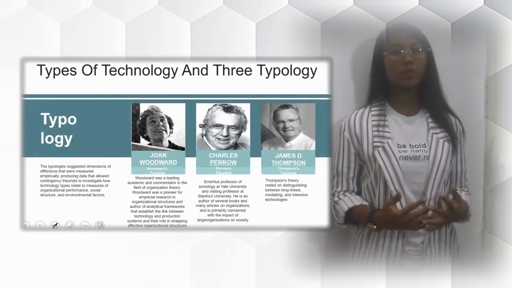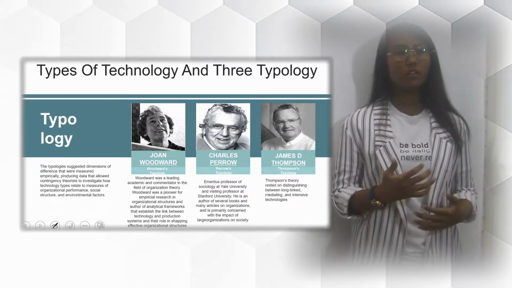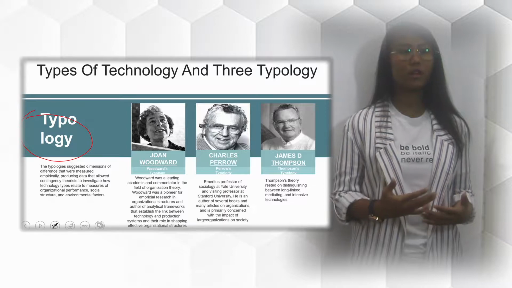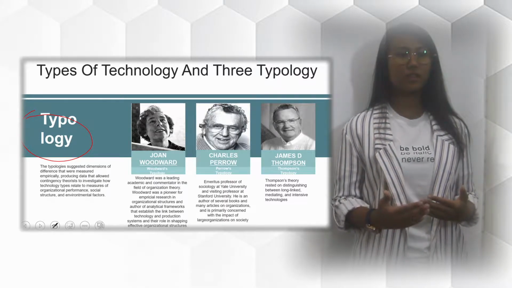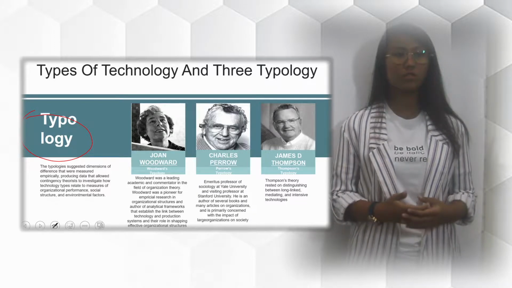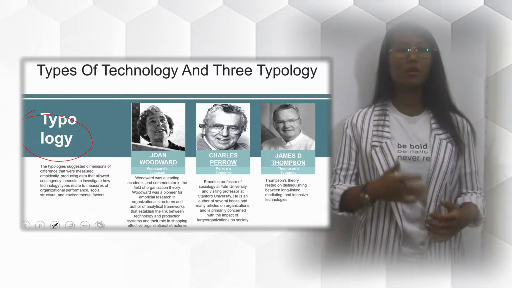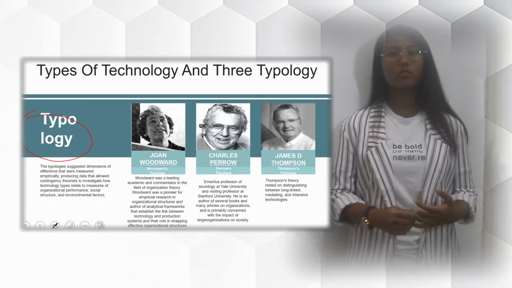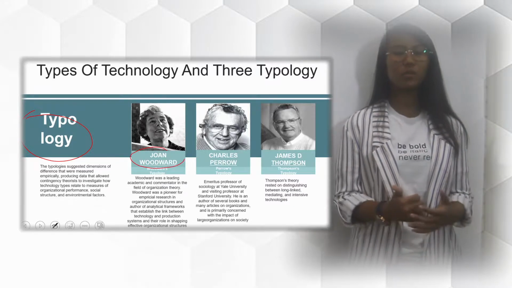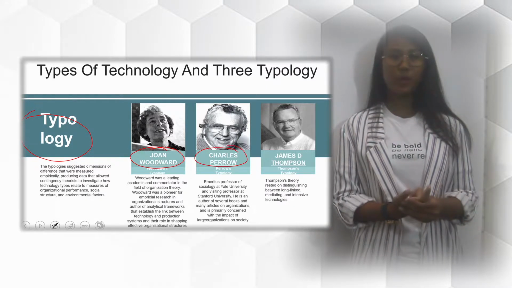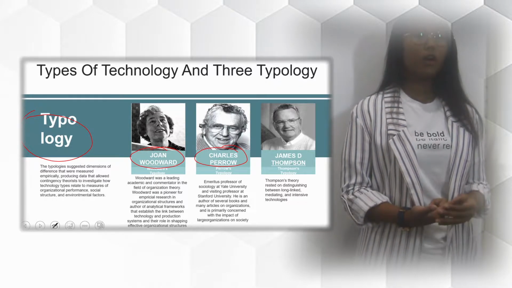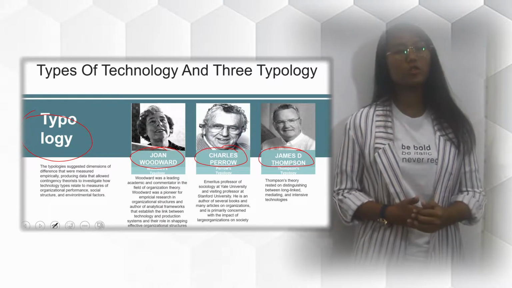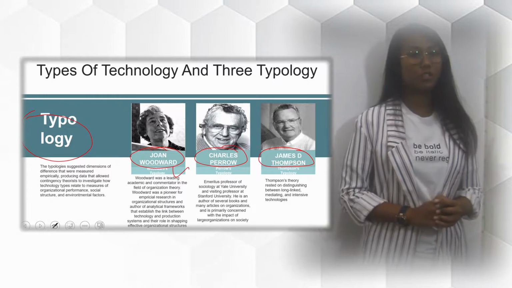Now we're moving to types of technology and their typology. The typology suggests the dimensions of difference that were measured, precisely producing data that allowed contingency theories to investigate how technology types relate to measures of organizational performance, social structure, and environmental factors. There are three typologies here. First is Woodward's typology by John Woodward. Second is Perrow's typology by Charles Perrow, and third is Thompson's typology by James D. Thompson. The first one I'm going to explain is Woodward's typology.